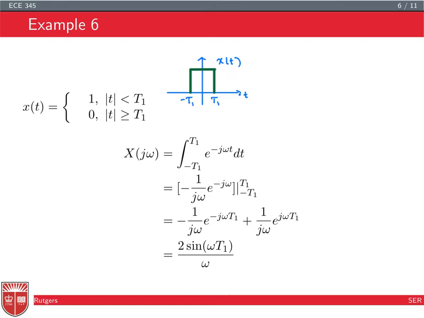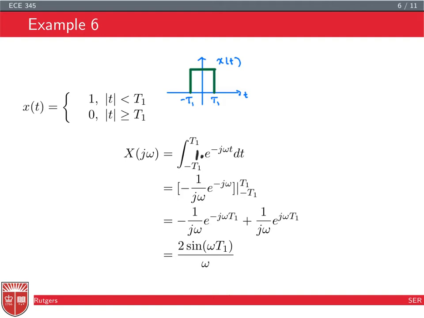Now again, it's the same trick. What we have to do is just apply the formula, and we get that X of j omega is the integral of the signal, which is 1 here, so the signal is 1 times e to the minus j omega t. You should pay attention here that we change the boundaries of the integral to correspond to where the signal is non-zero, and then the rest is just application of the integral of an exponential. And what you get is that the result is 2 sine omega T1 divided by omega.